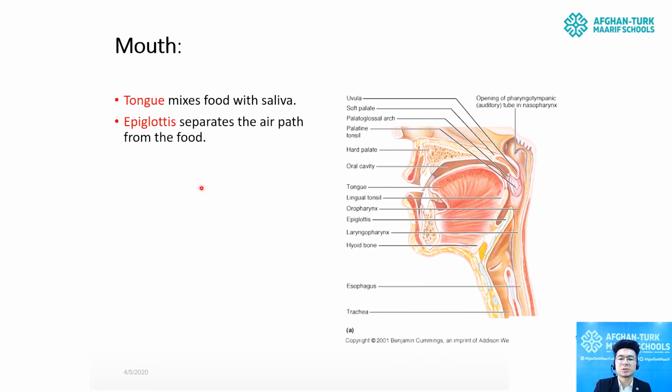Another organ which is present inside our mouth is called the tongue, which is a muscular organ and mixes the food with the saliva of 3 salivary glands. And the next thing which we are going to study is the epiglottis. The epiglottis is the separator of the food and air path.